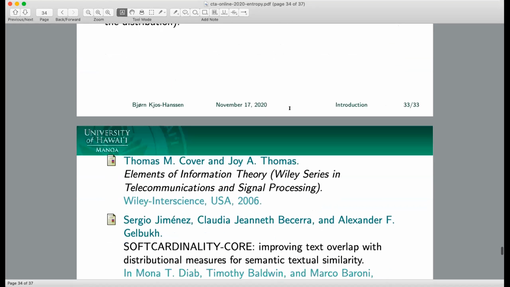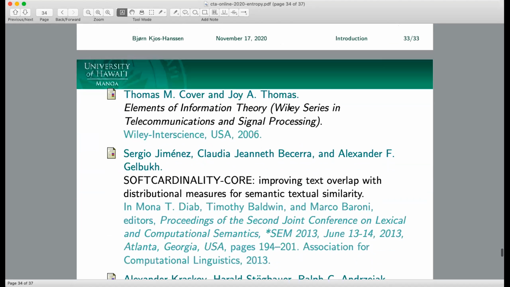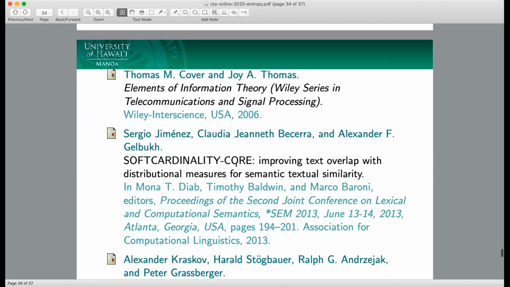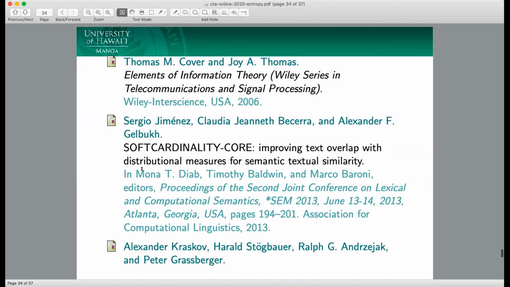Okay, so here are some of the papers from various areas that I have been referring to.